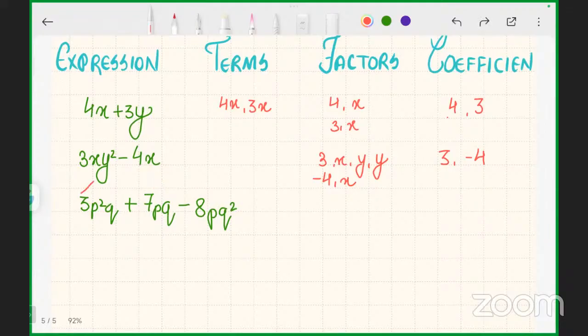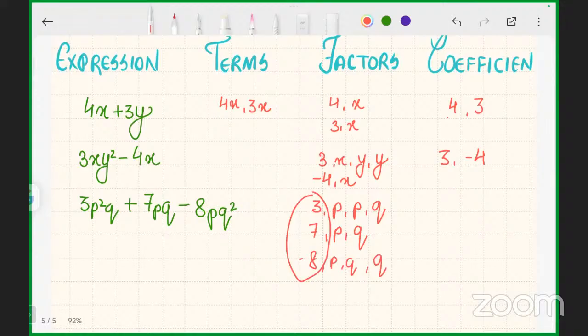Now tell me the factors for this term. The factors are 3, p, p, and q. For the second one, it is 7, p, q, and for the third one, it is negative 8, p, q, q. Correct. And what about the coefficients? The coefficients are 3, 7, and negative 8. Negative is important. That's correct. I think you got it.